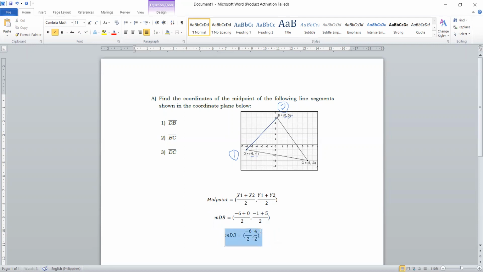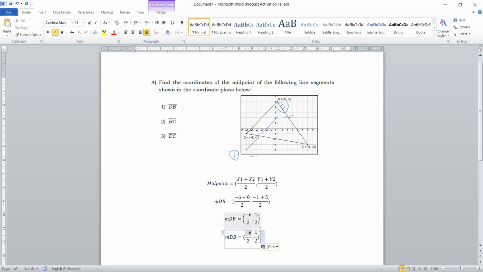So simplifying that further, negative 6 divided by 2 is negative 3. And 4 divided by 2 is, of course, 2. So you can also check if that's correct. So you have here negative 3 and 2. Yes, it's the midpoint of your line segment DB. Okay, next.